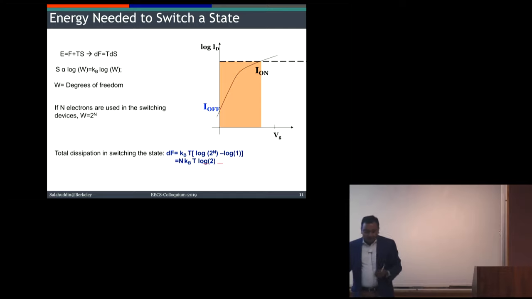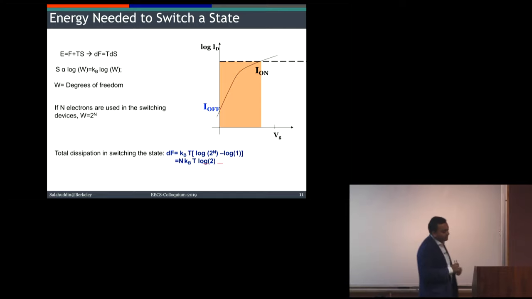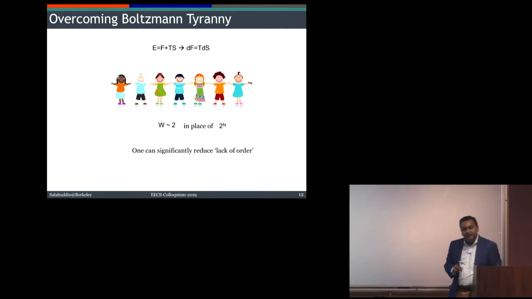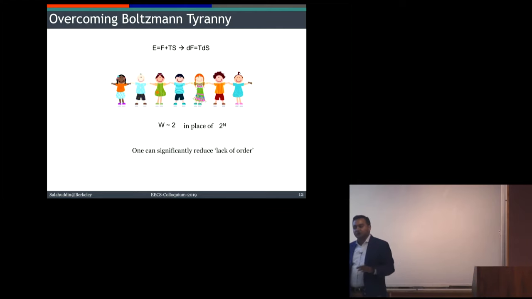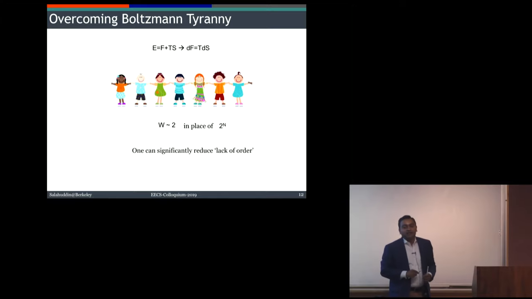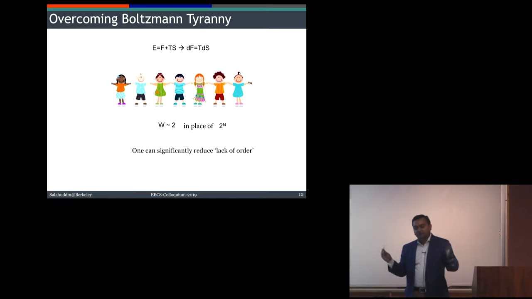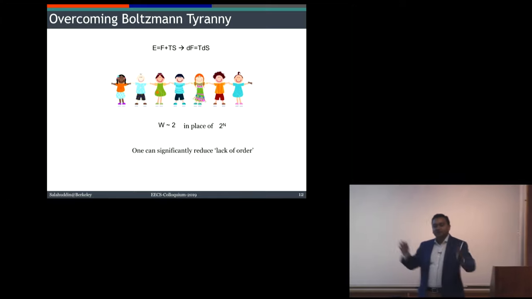So you can think about a system where I have N particles, but they are working together. There are some interactions among them, so you cannot completely push them into complete disorder. This is an example I often use. There are, let's say, 7 kids. If you tell them that they can stand up or sit down whatever way they want, there are 2^7 ways of arranging them. So that will be their total entropy.